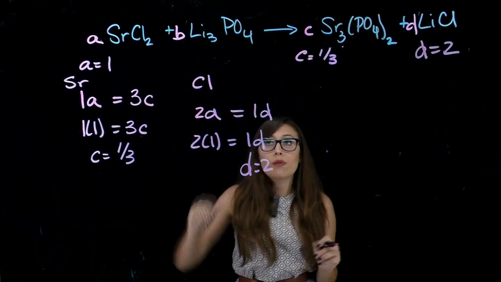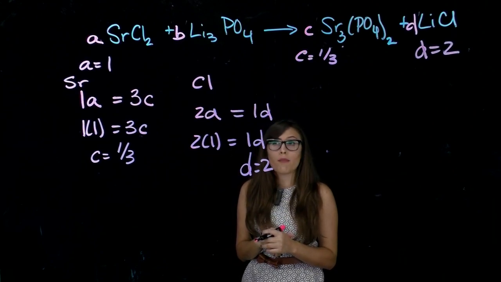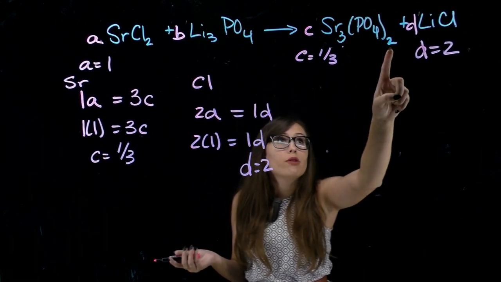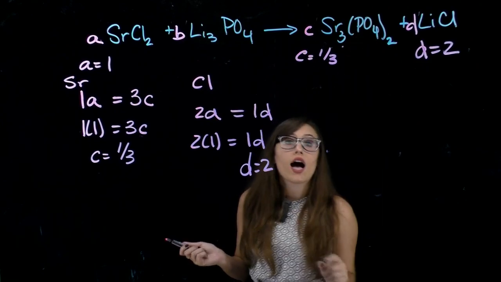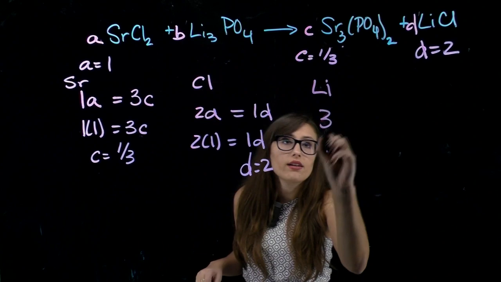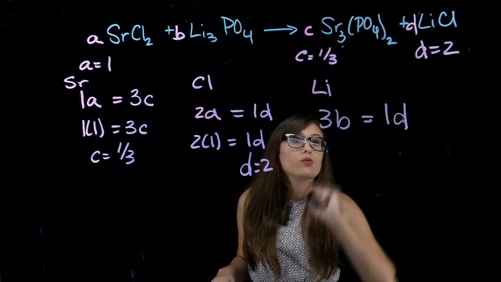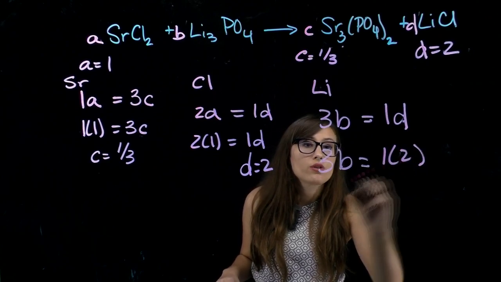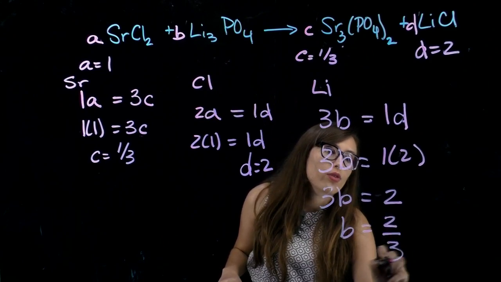Finally, let's solve for B, and we can do any of the atoms in this compound. I'm going to do lithium just because it's easier, but if you were to do phosphorus or oxygen, remember you have to multiply by the subscript. So you would have 2 phosphorus and 6 oxygens on the right side of the arrow. Let's do lithium. For lithium, we have 3 times B is equal to 1D. We know D is equal to 2, so 3B is equal to 1 times 2. So 3B is equal to 2. B is equal to 2/3.